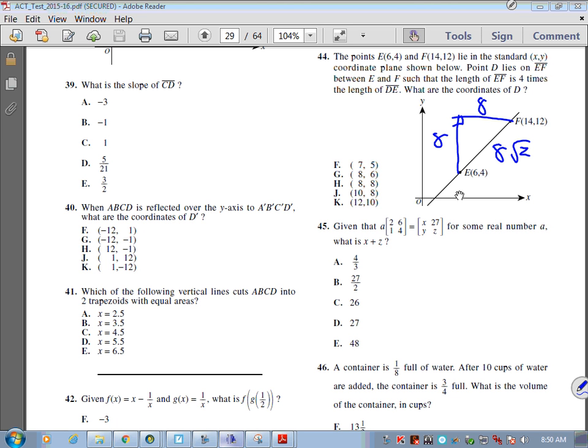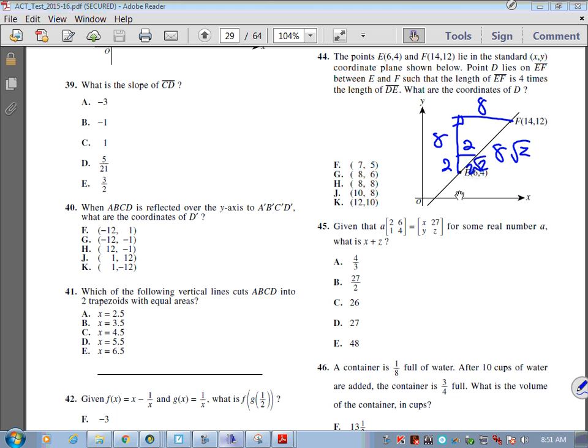So I could divide 8 radical 2 divided by 4. That's going to give me 2 radical 2, correct? Okay? So what we're saying then is that this distance is 2 radical 2, which means this must be 2 and 2. So I'm going up 2 from 6, and I'm going over 2 from 4. Or I'm sorry, the other way around. I'm going over 2 from 6, I'm going up 2 from 4.